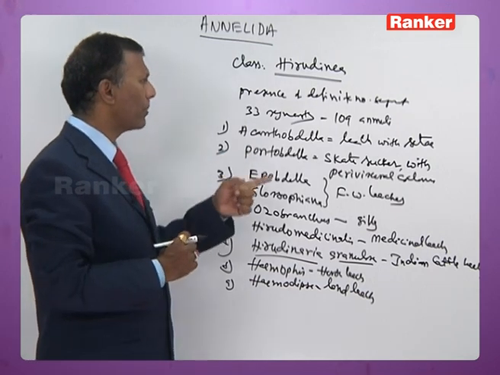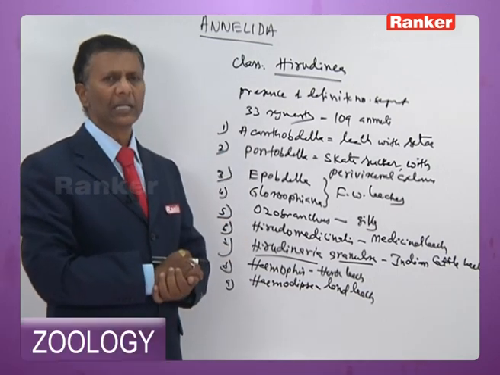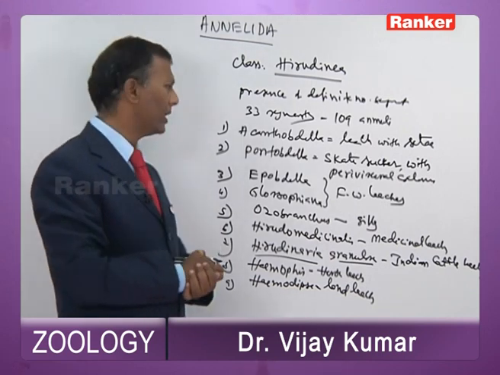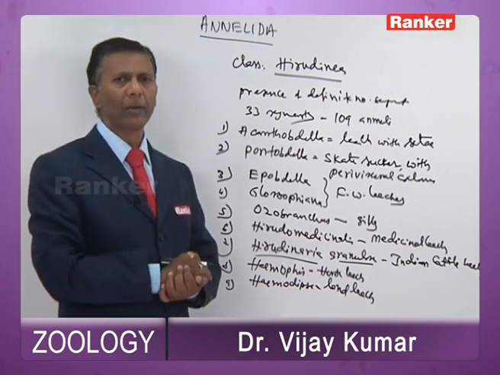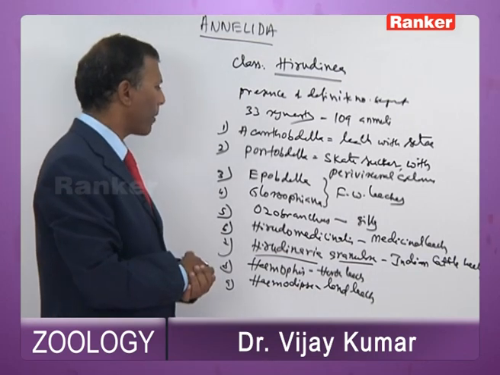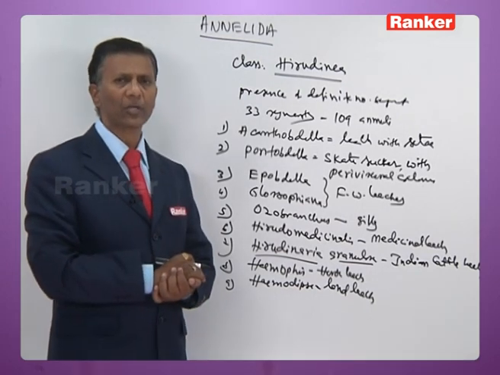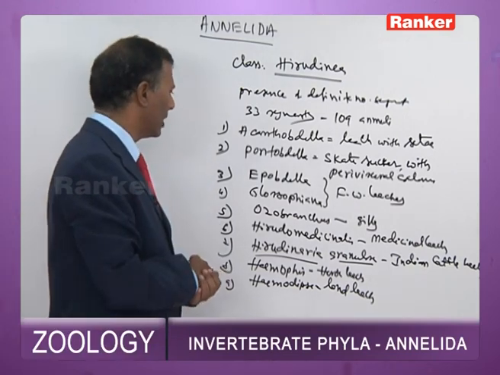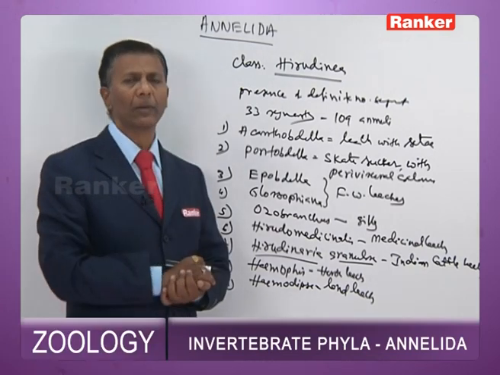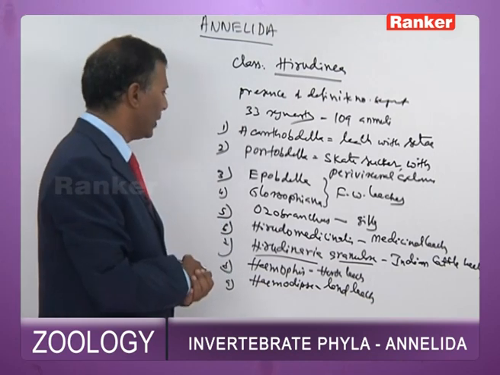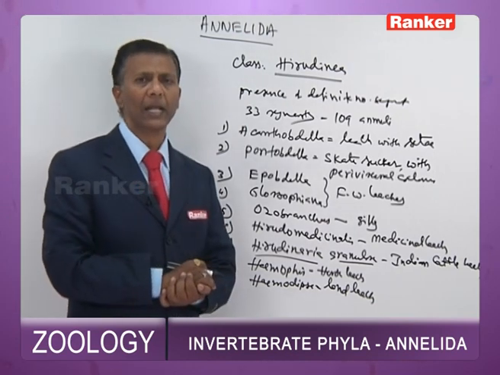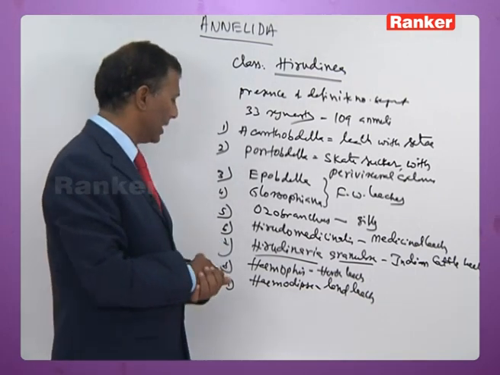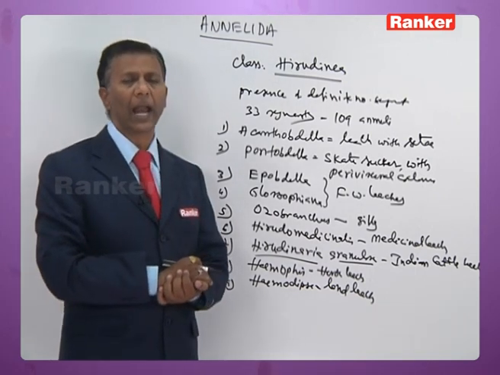I repeat, Acanthobdella, a leech with setae, connecting link between Polychaeta, Oligochaeta and Hirudinia. Pontobdella, commonly called skate sucker. Erpobdella, Glossiphonia are freshwater leeches. Ozobranchus is a leech with gills. Hirudo medicinalis, commonly called medicinal leech. Hirudinaria granulosa, commonly called Indian cattle leech. Haemopis, commonly called horse leech. Haemadipsa is commonly called land leech.